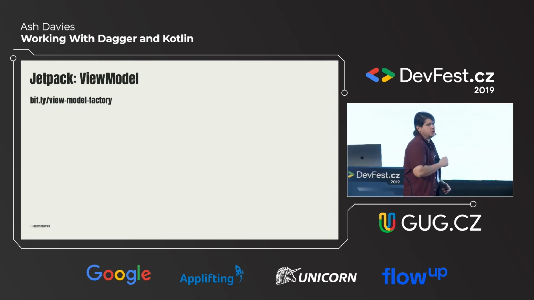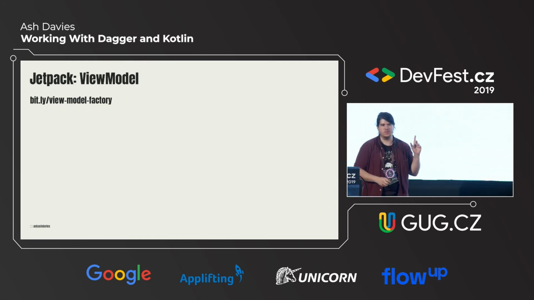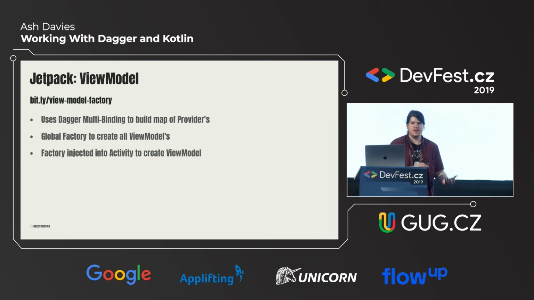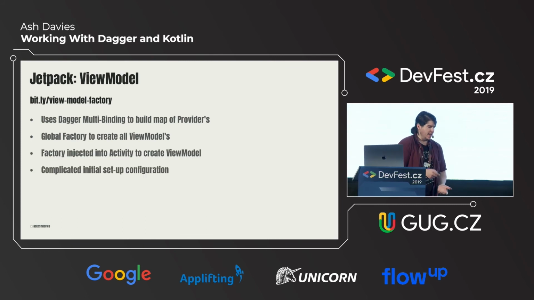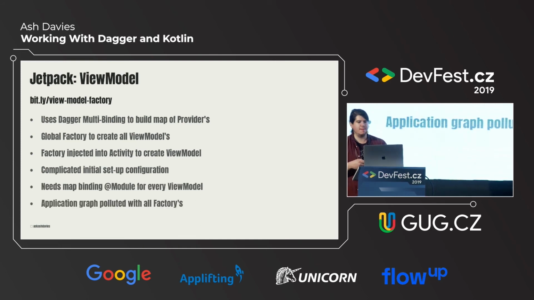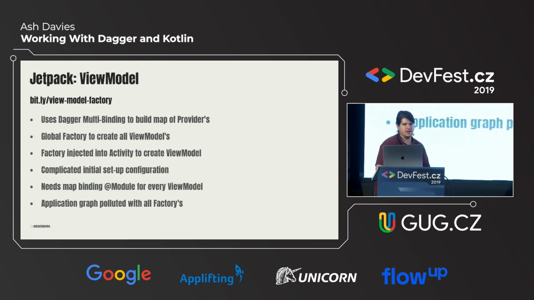So there's a short link here on how to use this implementation, which is the multi-binding approach. It uses multi-binding to build a map of providers, with a global factory to create all the view models, the factory injected into the activity to create the view model, and it's a bit of a complicated initial setup. Because you need to set up this module for every view model, and then your application graph has all of the factories that you are using, so it's a bit polluted.